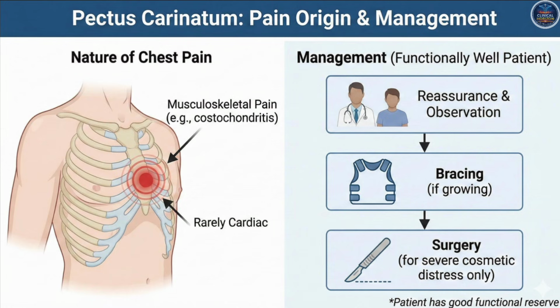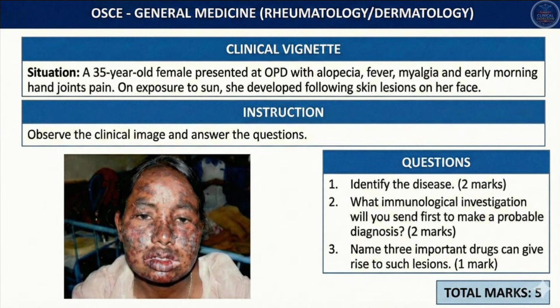Look at the vignette. We have a 35-year-old female, the prime demographic for autoimmune conditions. Now look at her symptoms. It's a multi-system presentation. First, constitutional symptoms: fever, myalgia, that means muscle pain. Then musculoskeletal, early morning hand joint pain. Dermatological, alopecia, that means hair loss, and photosensitive rash on her face.